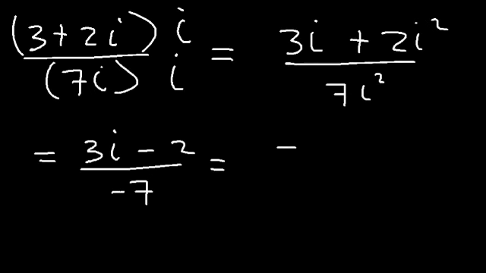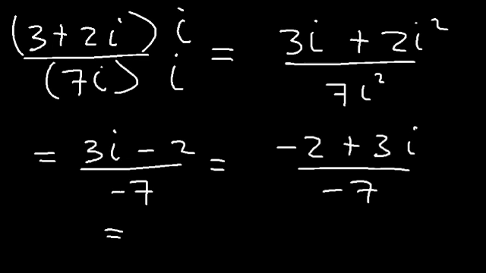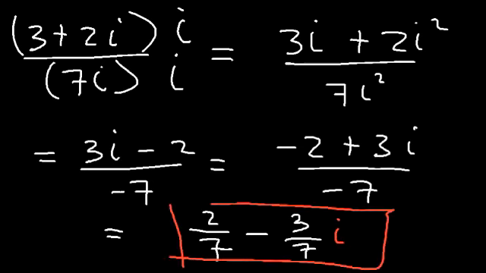So I'm going to rewrite it as negative 2 plus 3i, so it's going to be in standard form. So negative 2 divided by negative 7 is positive 2 over 7. And then 3i divided by negative 7 is negative 3 over 7 times i. So this is the answer in standard form.